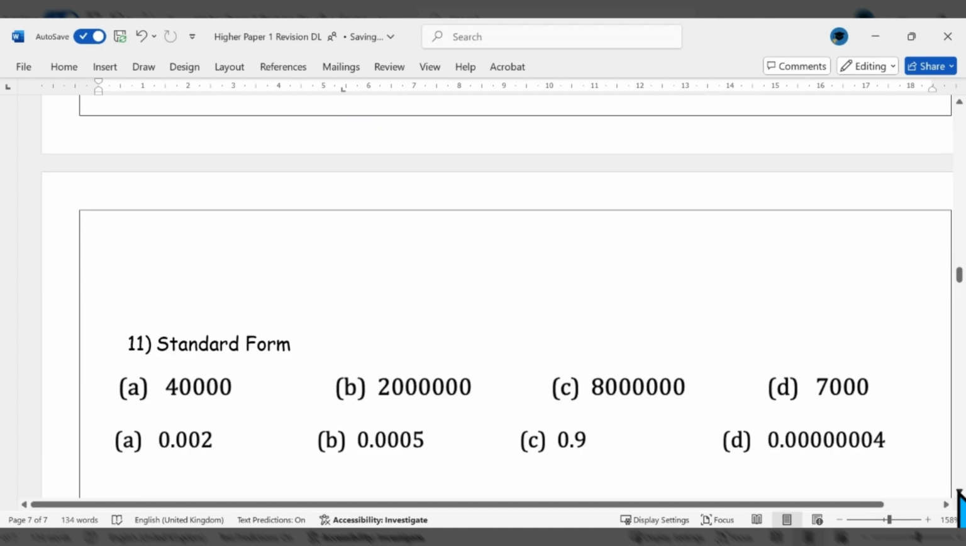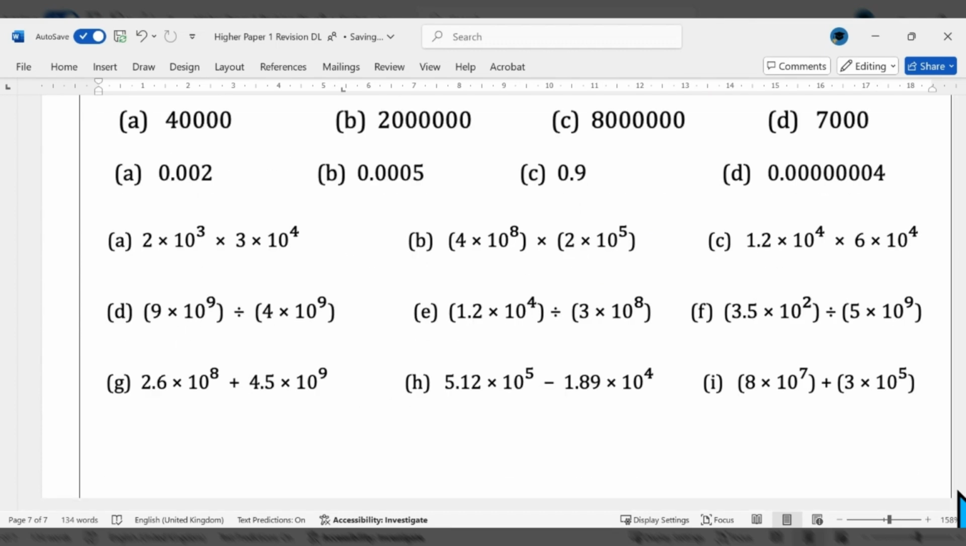Standard form. So 8 times 10 to the power 1, 2, 3, 4, 5, 6. Whereas here we've got 4 times 10 to the power, and this time we jump the decimal point down the number, not up. 1, 2, 3, 4, 5, 6, 7, 8. But down the number. It's a small number, so it'll be minus 8.